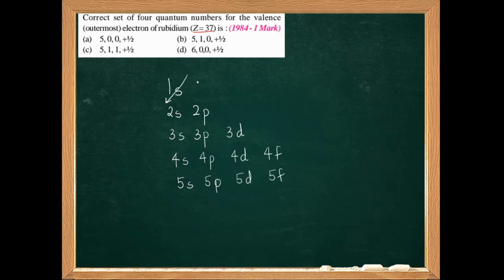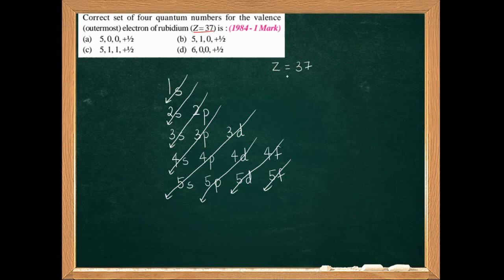So what will we fill? We'll just start filling the electrons, and we'll count at what point we reach atomic number equal to 37. So we'll fill 1s2. The next that we are filling is 2s2. So I'm using the Aufbau principle. Then I'll be filling 2p6. Then 3s2, 3p6. Then after 3p we have 4s2. Then after 4s2 we have 3d10.